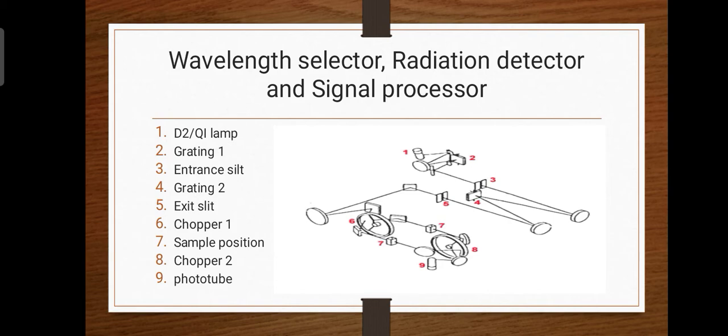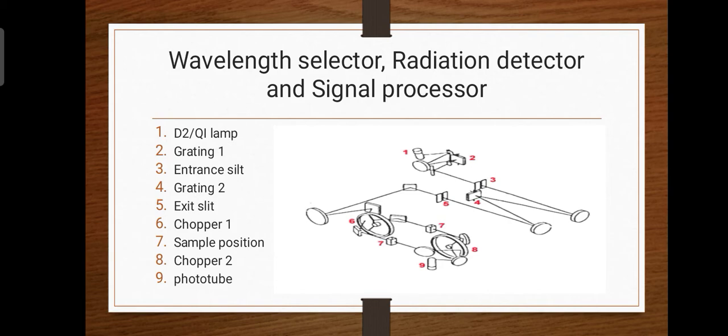Chopper one: the radiation from the exit slit is directed by mirrors at the first chopper. The chopper consists of three sections, as shown in this figure, and it rotates at 30 hertz. The chopper has a cutout section, as shown, which allows radiation to pass through the chopper to a mirror which directs it to the sample cell.